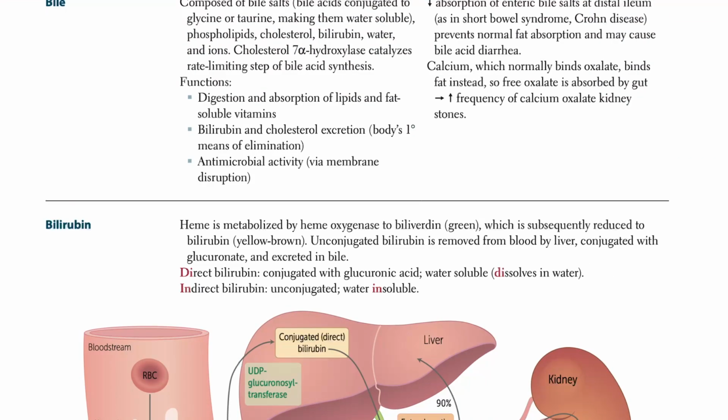Functions are digestion and absorption of lipids and fats. The bile does the digestion and absorption of the lipids and fats, and fat-soluble vitamins. Bilirubin and cholesterol excretion. It's a primary means of elimination of cholesterol. Antimicrobial activity, via membrane disruption.